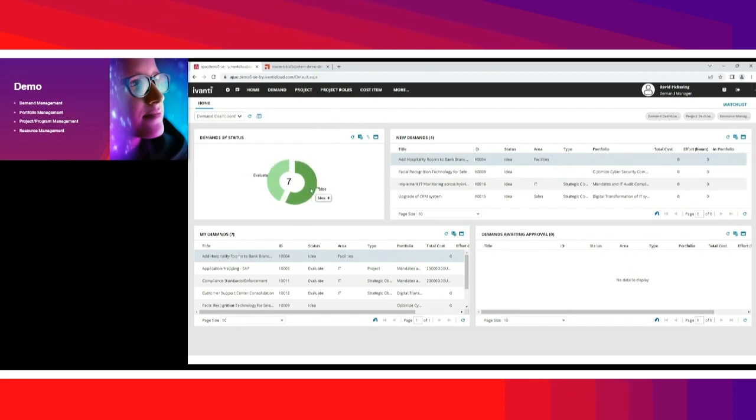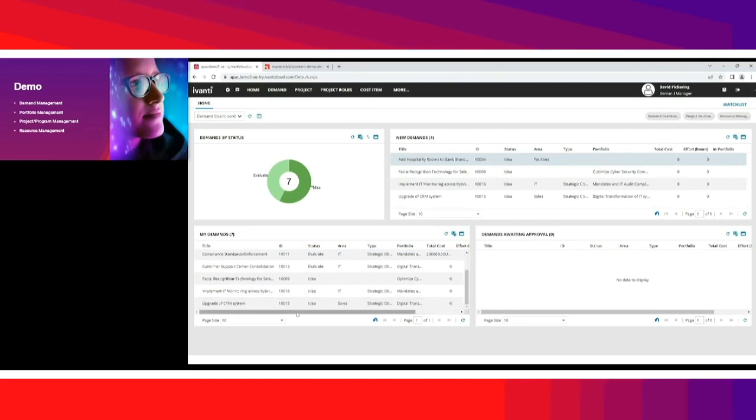But I can see where the demands are by status. So I've got 4 that are in the idea stage, 7 that have been evaluated. And I can look at what those demands are. And we can look at what we've got here, which is our upgrading of the CRM system, any of the demands that may be waiting for me to approve, and then what do I currently have from a demand viewpoint. So anything that I'm working on or anything that might be part of my demands. So I'm going to go into this one, which is I want to implement IT monitoring across my hybrid environment.